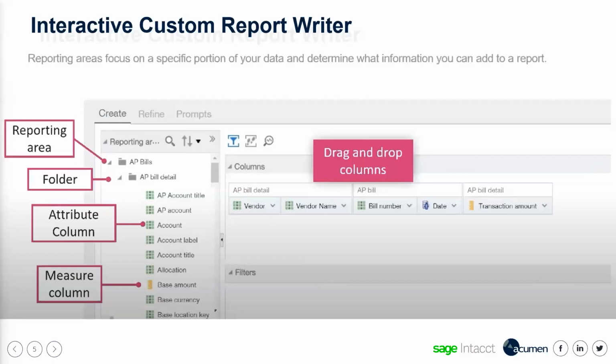So if I select that, I don't have to worry about linking in GL tables or AP vendor tables or anything like that. That's all done for you. That's one of the beauties of using this particular tool. Underneath a reporting area is a folder or folders where they break down areas containing fields. So I might have attributes, which might be kind of text-based fields, right? Like account number, vendor ID, vendor name.